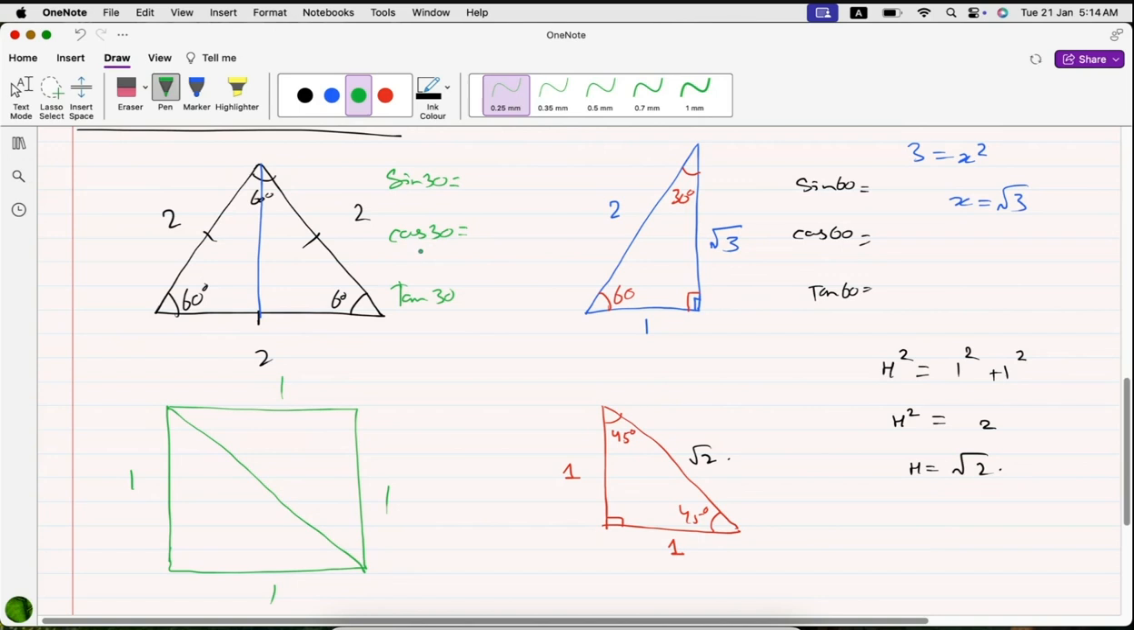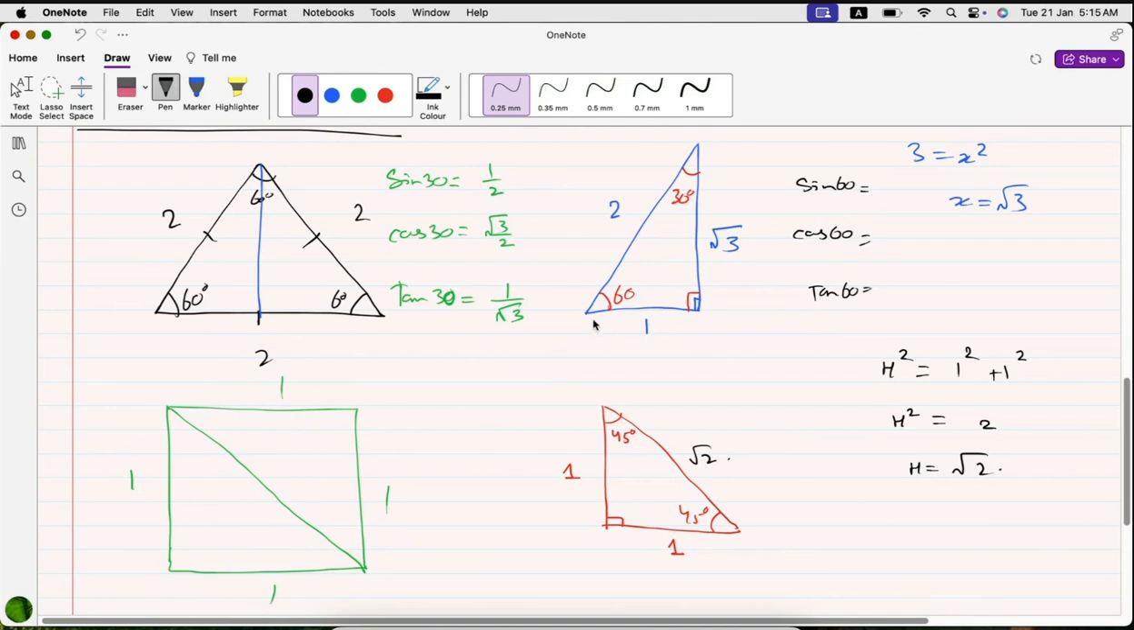So then sine 30 would be 1 over 2. Correct. Cos 30: square root 3 over 2. Correct. Tan 30: square root 3 over 1, so just square root 3. The other way, tan 30 is opposite over adjacent, 1 over square root 3. Okay. Now try sine, cos, tan 60.